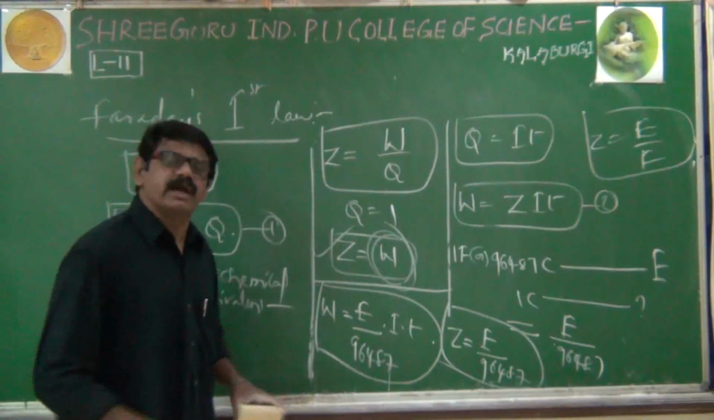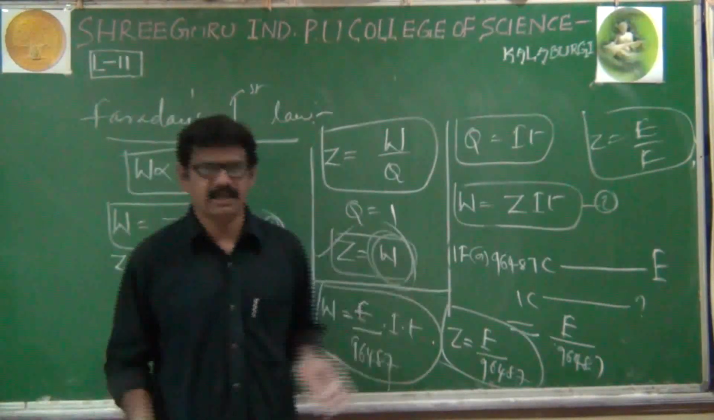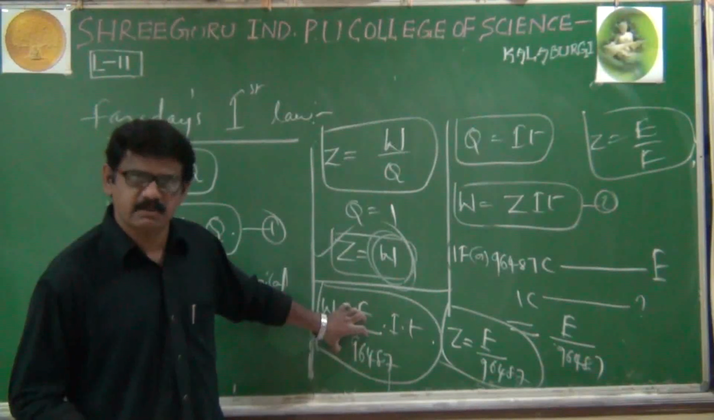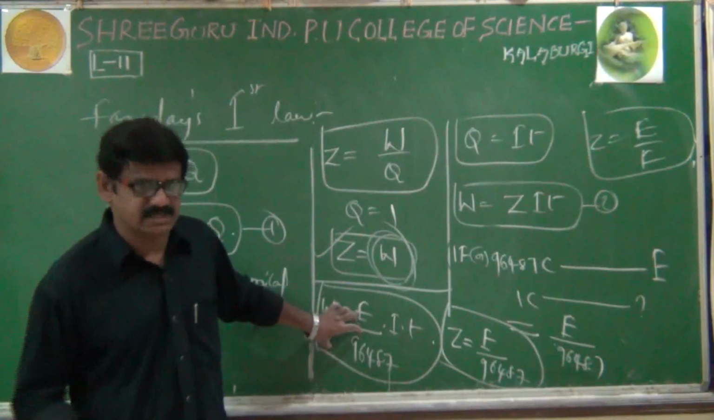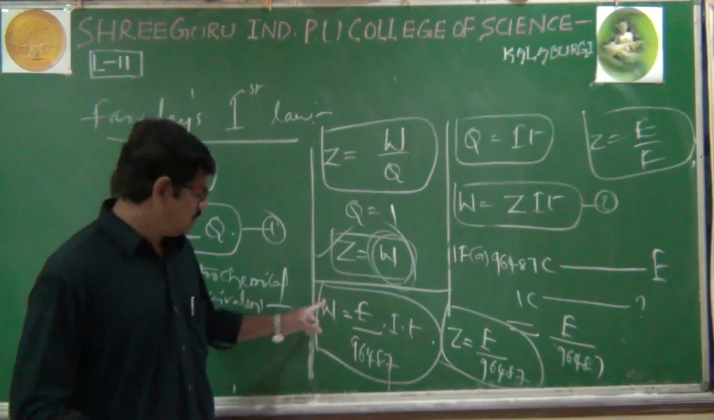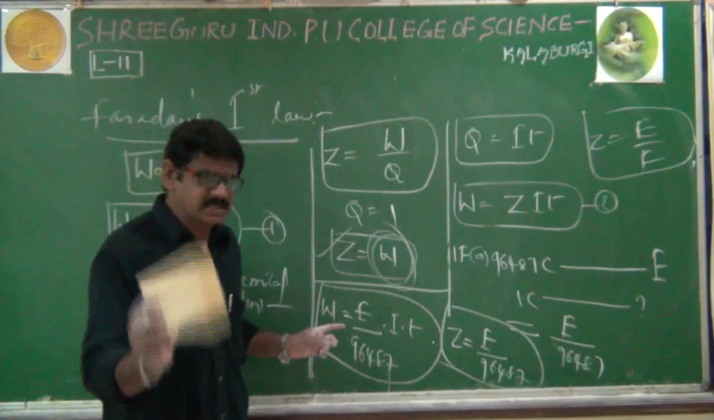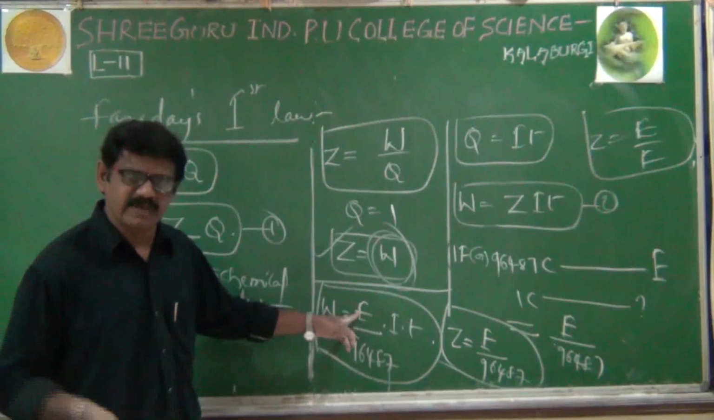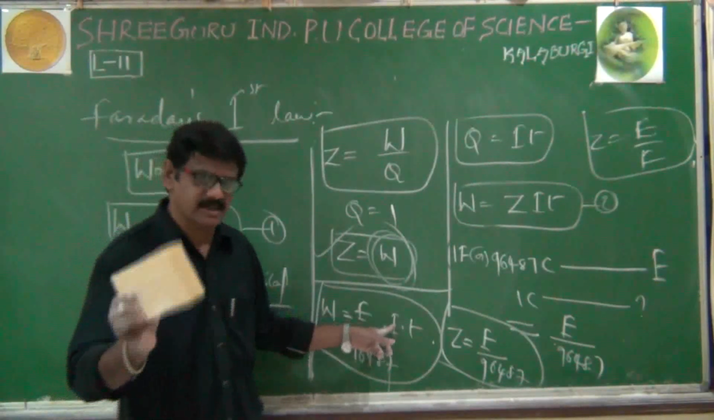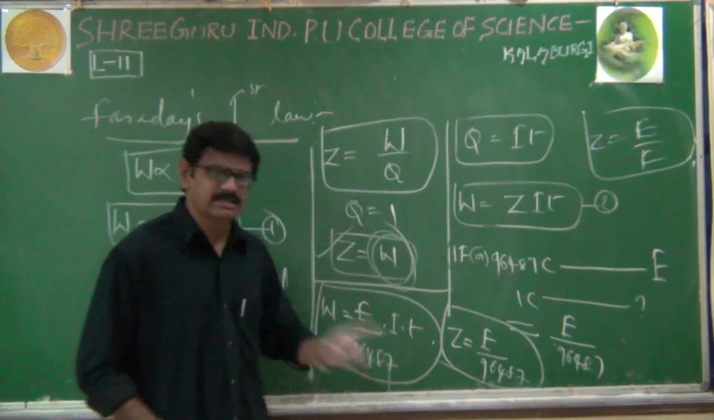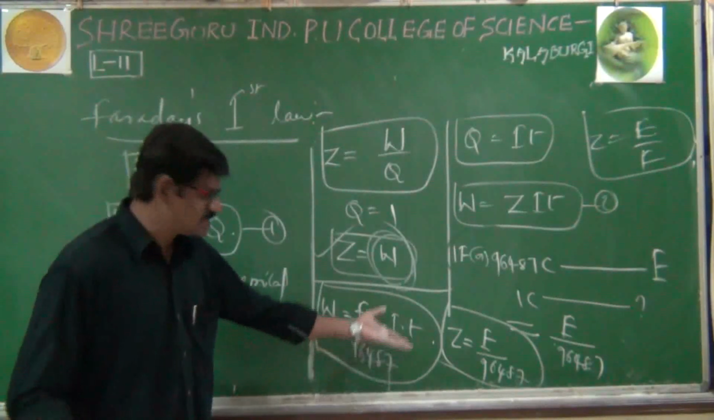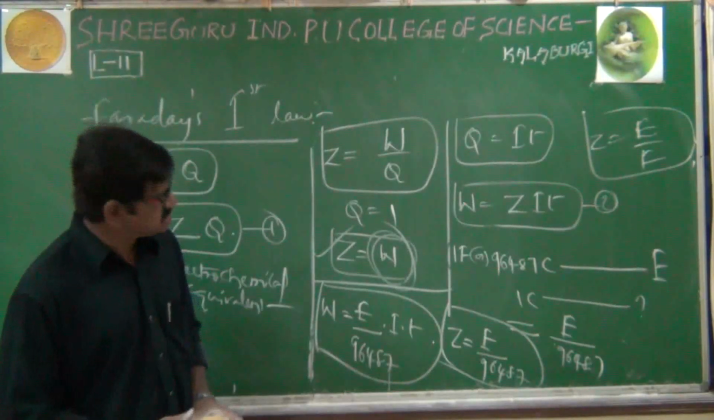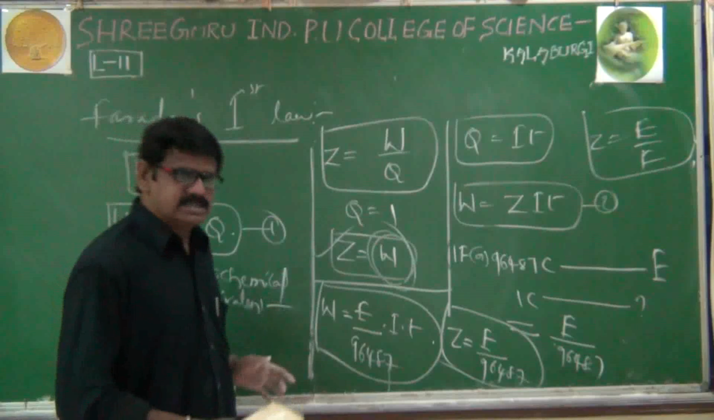This is Faraday's first law final formula. Based on this formula only, we'll have plenty of questions. We'll just recall the terms. What is W? Mass of substance deposited at electrodes. E is the equivalent mass. I is current in amperes. T is time in seconds. 96,487 is of course a constant. That's all.